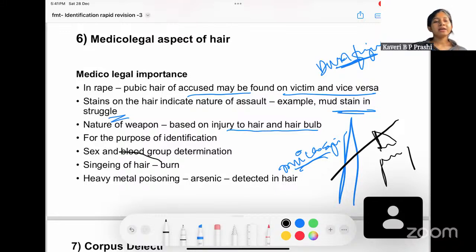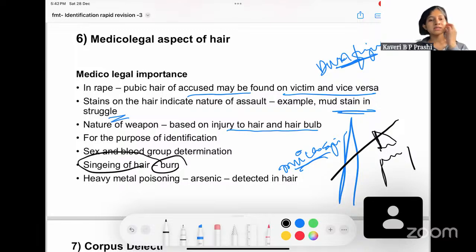Singeing of the hair: whenever there is an injury from a burn, the hair becomes tangled and breakable, with a peculiar smell. This is called singeing of the hair, and it indicates that it is a burn injury.